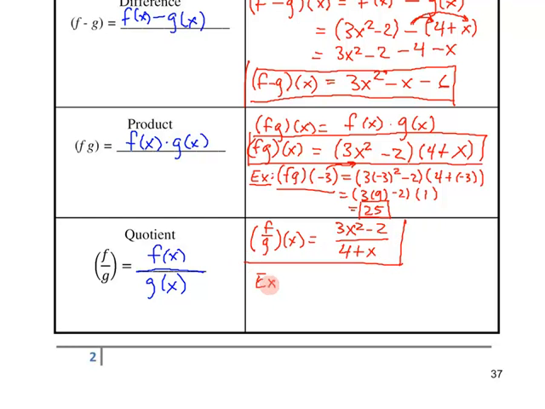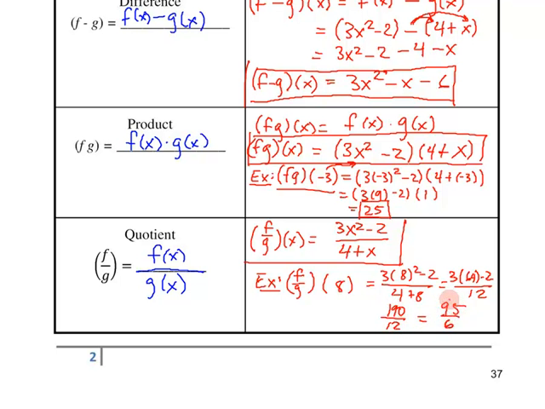So if you were asked, just as an example, f over g of 8, you would find 3 times 8 squared minus 2 over 4 plus 8. Right? That's 3 times 64 minus 2 over 12. 3 times 64 is 192. Minus 2 is 190 over 12, which reduces to 95 over 6. Okay? All right, that's how we find the quotient function.